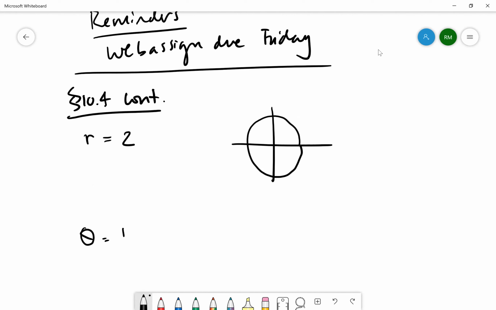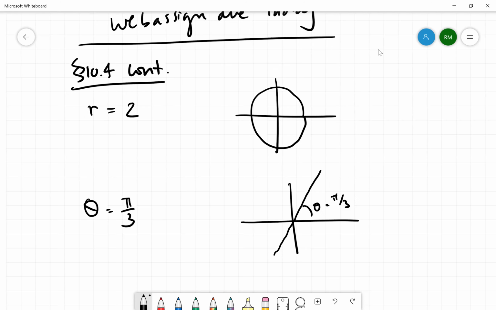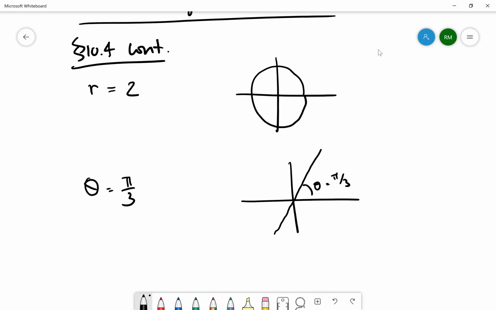Another type of equation that's pretty simple is theta equals pi over 3. That's where we let the radius be anything we want. And then we have the line theta equals pi over 3. You might be asking, what line is this? Well, it's a line through the origin, and we know the slope.